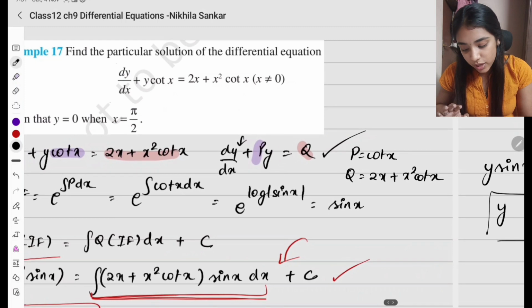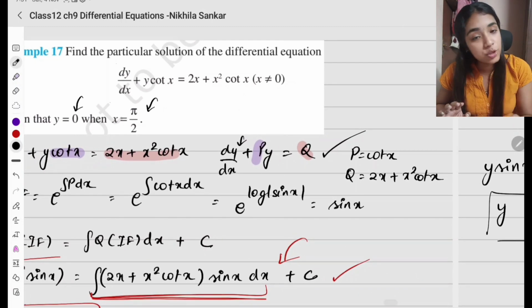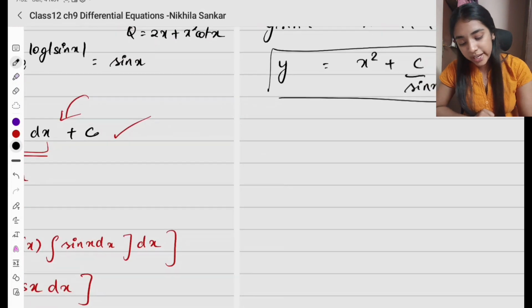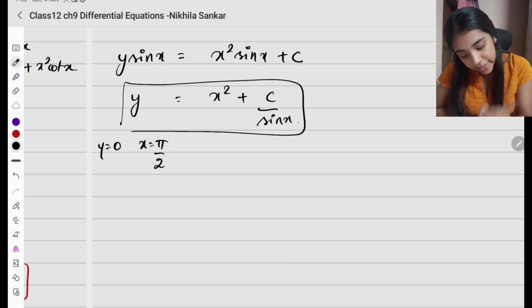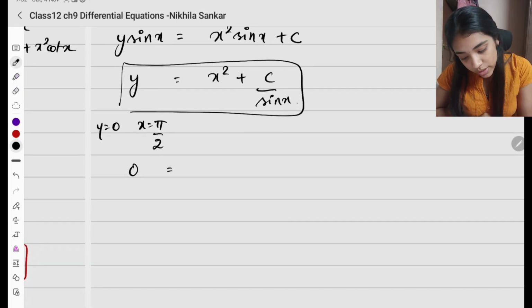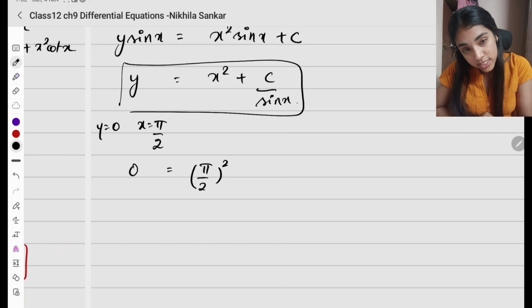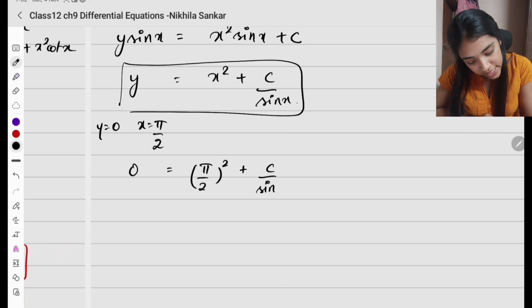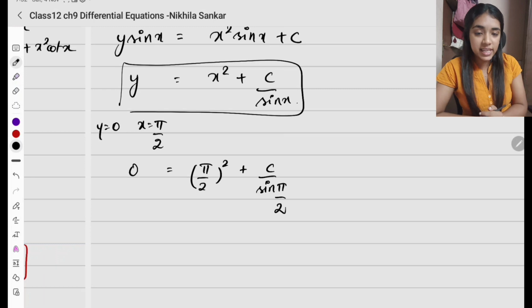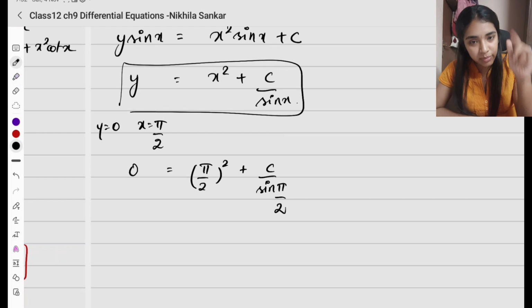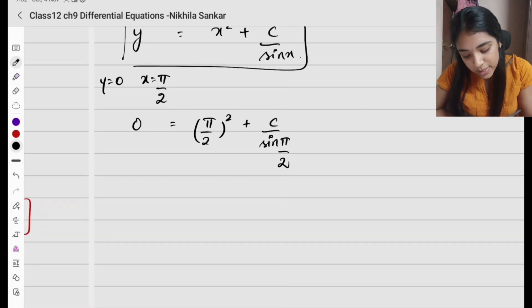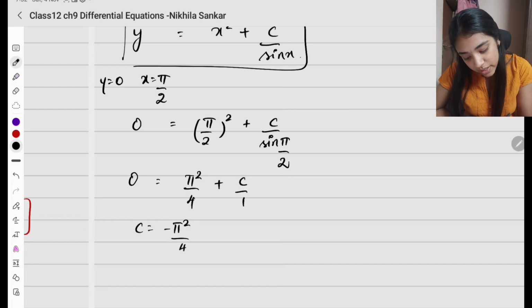Now they are asking for the particular solution. So what do I have? y equals 0 when x is equal to pi by 2. Substituting the values of y and x, we get 0 equals pi by 2 the whole square plus c divided by sin pi by 2. What is sin pi by 2? Sin 90. How does the tabular column go? 0, 1 by 2, 1 by root 2, root 3 by 2, 1. So sin pi by 2 is going to be 1. So 0 equals pi square by 4 plus c divided by 1, so c equals minus pi square divided by 4.